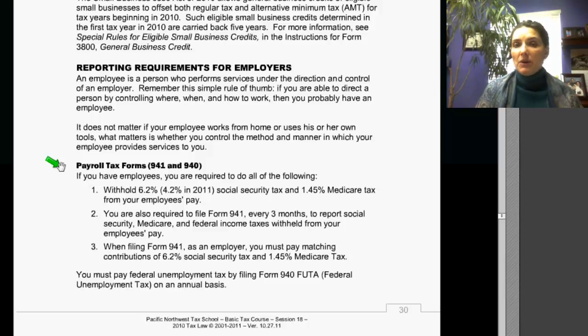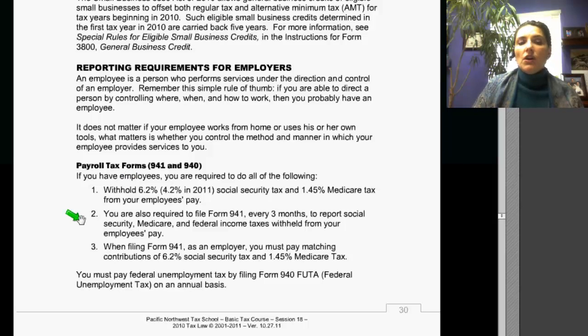So we're going to talk a little bit about payroll today, because if you are an employer and you have employees in your business, there are certain reports and forms that you have to file. And we're going to begin with payroll tax forms 941 and 940. If you have employees, you are required to do all of the following. Number 1, withhold 6.2% Social Security tax and 1.45% Medicare tax from your employees' pay. Now, there's a special law in place for 2011 that has reduced that percentage rate of withholding to 4.2%. But all other years, it has always been 6.2%.